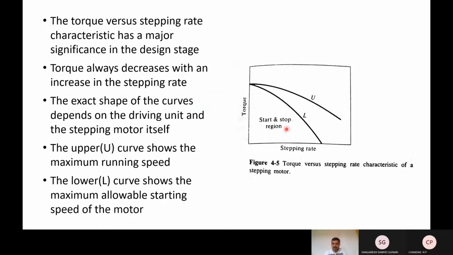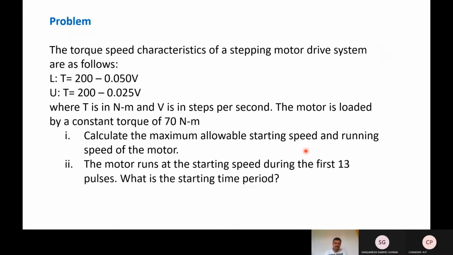Okay, so this graph will give you an idea what should be the input when you want to stop the motor. From what level to what level you should decrease the speed of the motor before stopping it. All those things you can understand with the help of this graph, or with the help of these two curves. Next, there's a problem related to this.